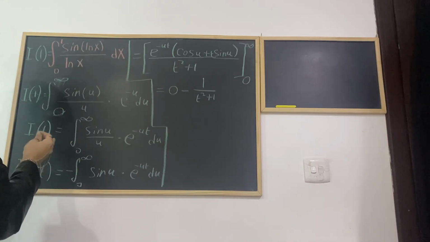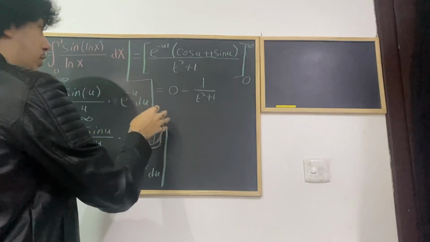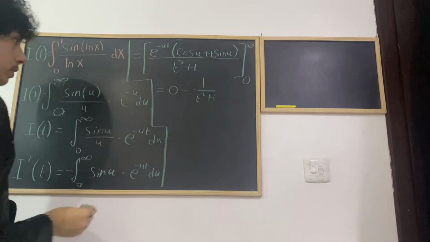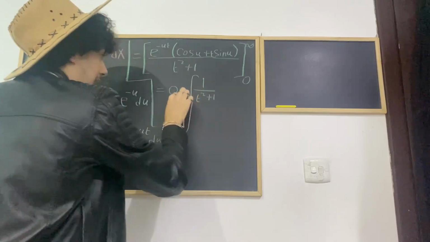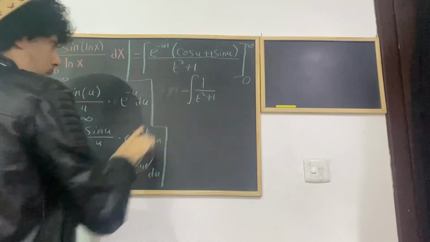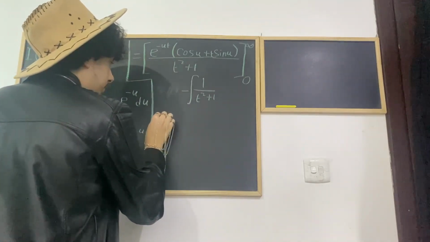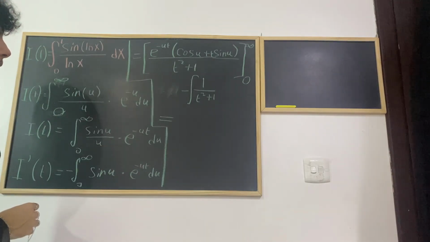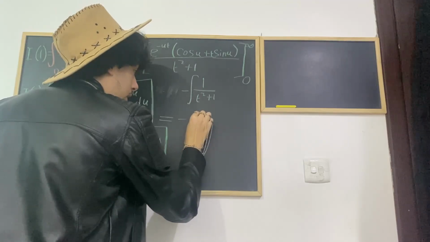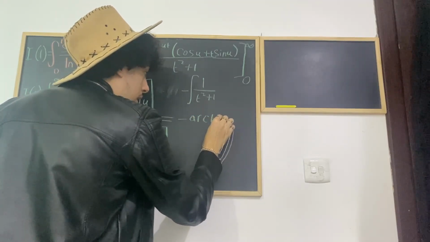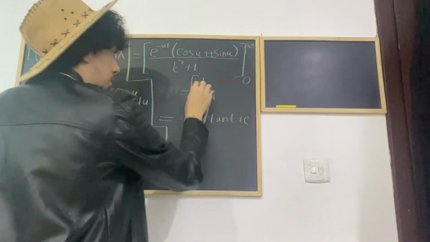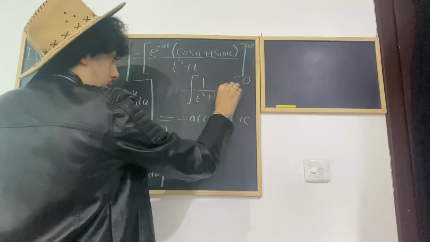Remember, now we have I dash of t, and this is equal to this. But we want I of t, not I dash of t. So we're going to have to integrate this. And since the negative is just a constant, we just took it out. So when we integrate this, let me just remove the 0 and the equal. We're going to get negative arctan of t plus c. This is, by the way, integrated in terms of dt, obviously.